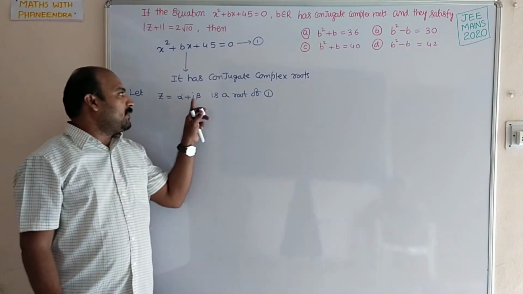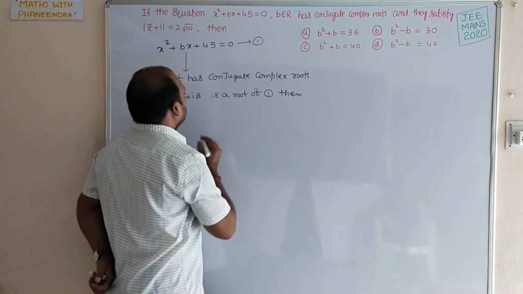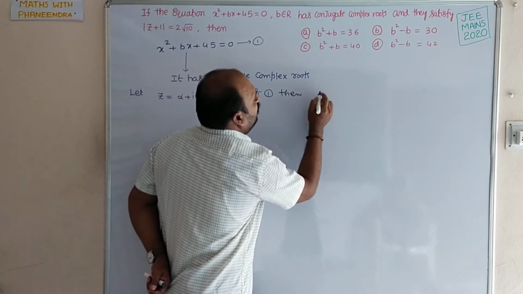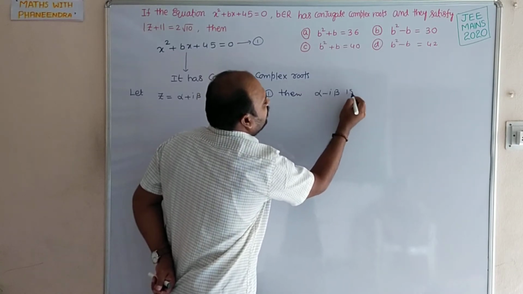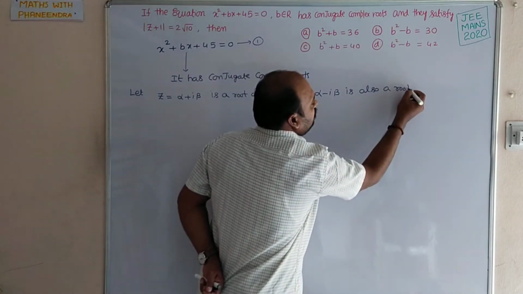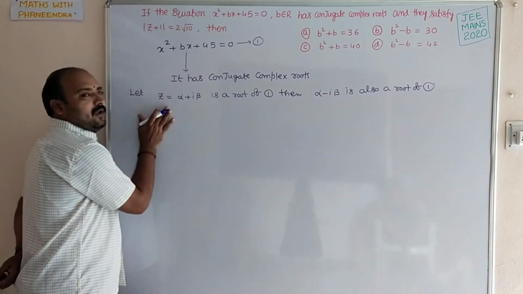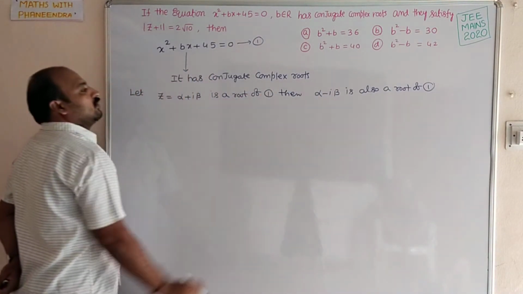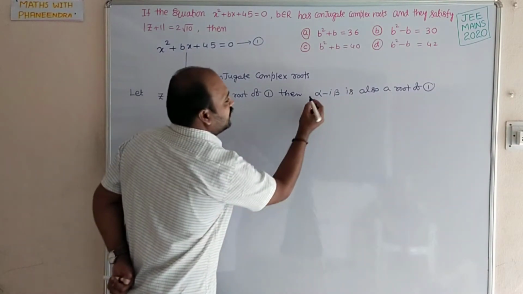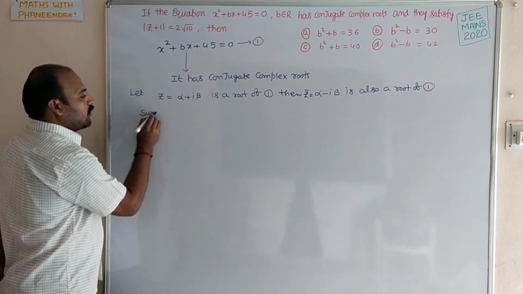Whenever z is equal to alpha plus i beta is a root of 1, then obviously alpha minus i beta is also a root of equation 1. Instead of assuming A and B, this is z, this is like z bar, you can take it. Sum of the roots and product of the roots you can take. Sir, what for we are taking, I will explain.